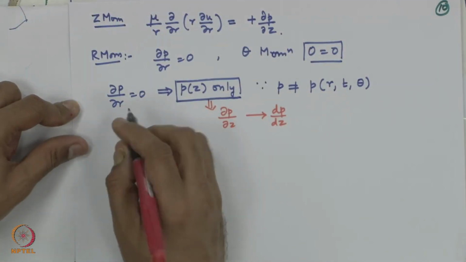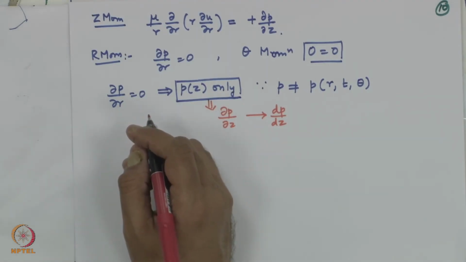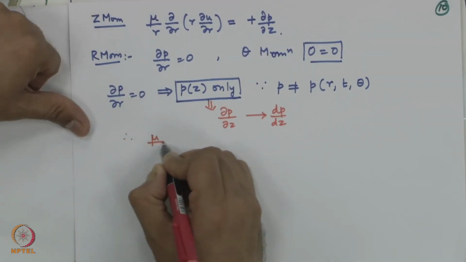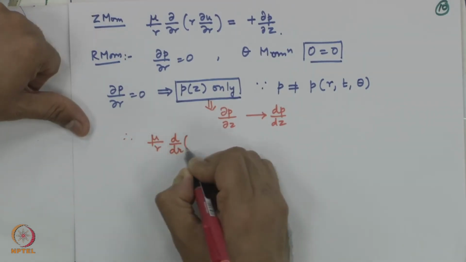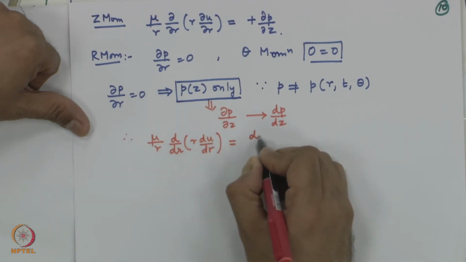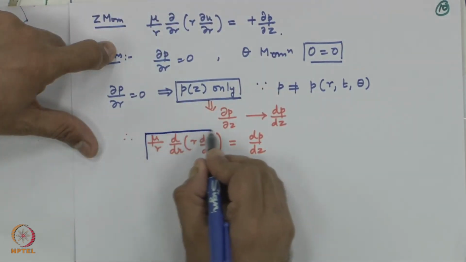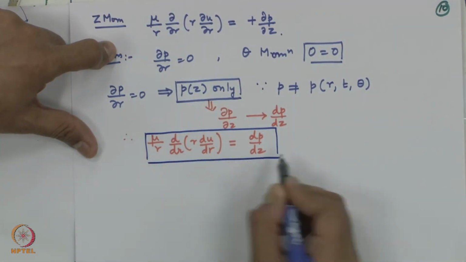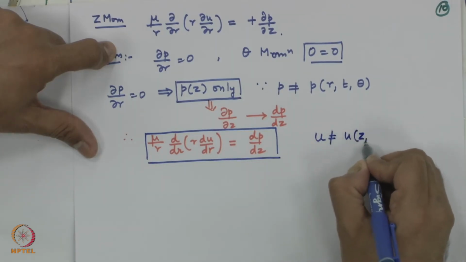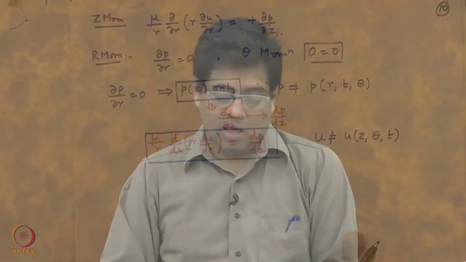Now, for the z momentum equation, we had also shown before that du by dr became a regular derivative, the partials were lost, and therefore we can write mu by r d by dr of r du by dr is equal to dp by dz. So, this is your simplified z momentum equation, because we had shown u is a function of r only, not a function of z, not a function of theta, not a function of time. The continuity equation gave me this, right.